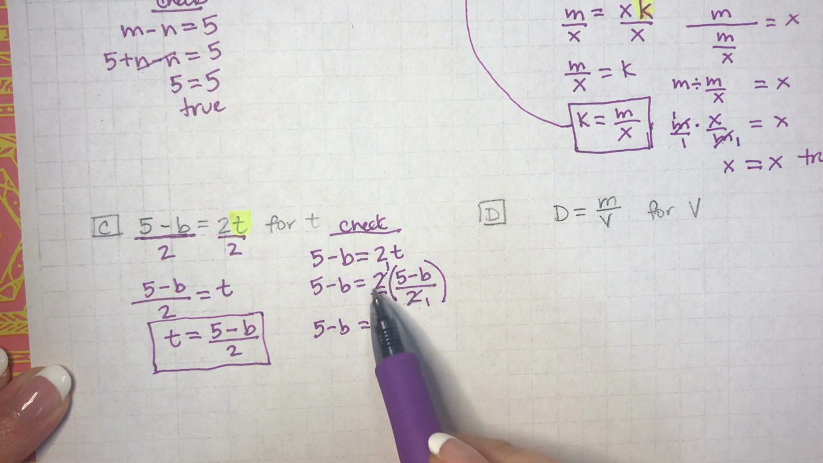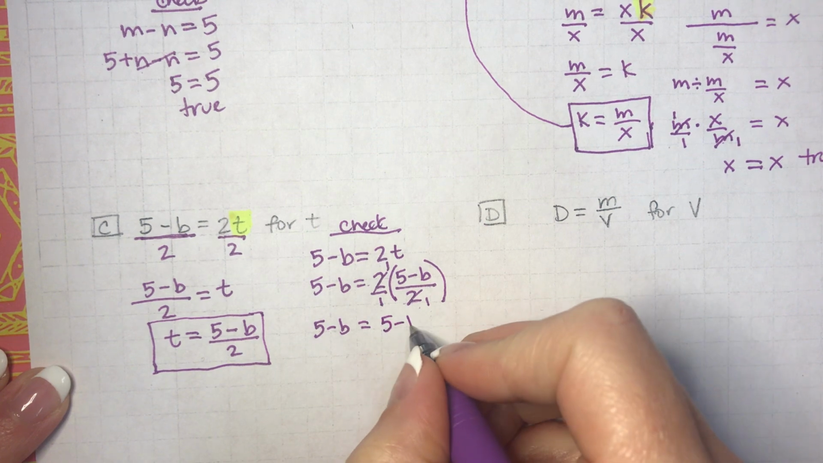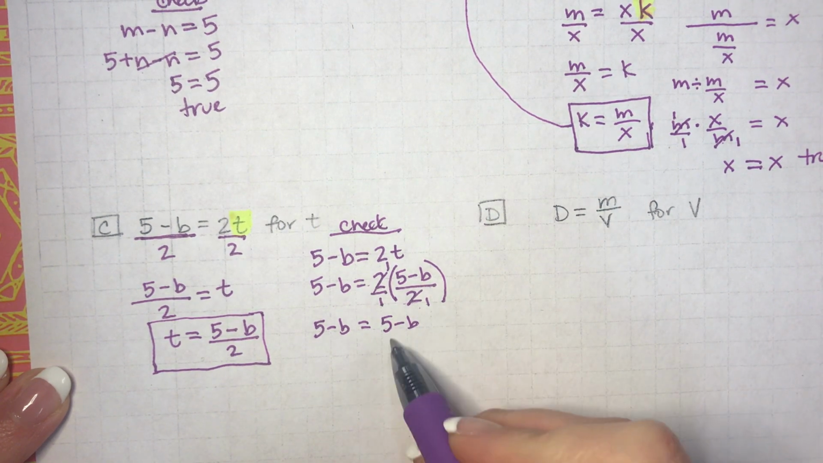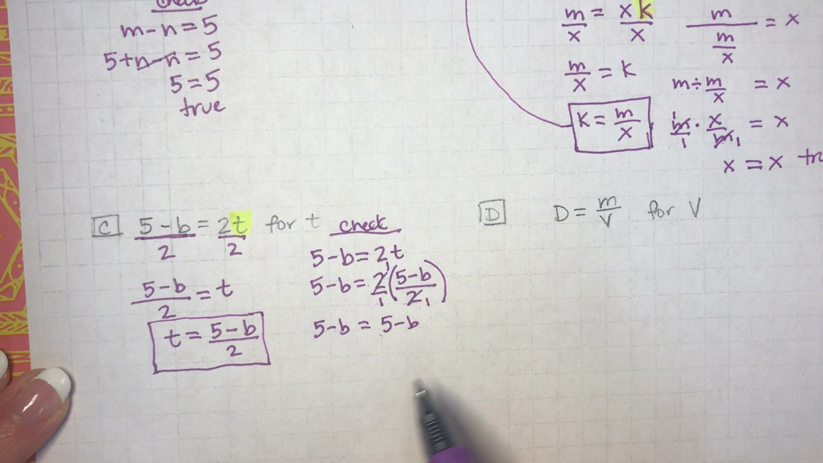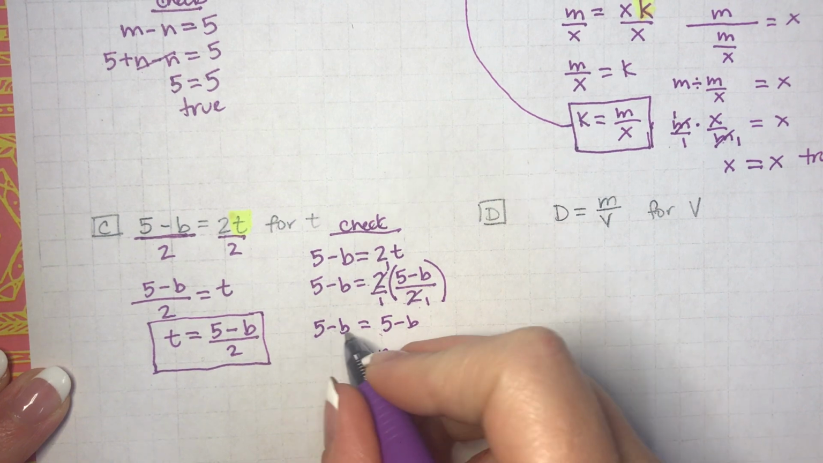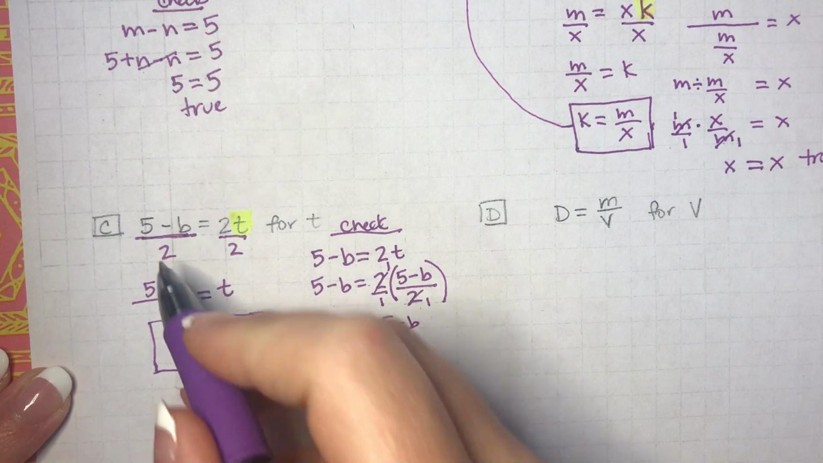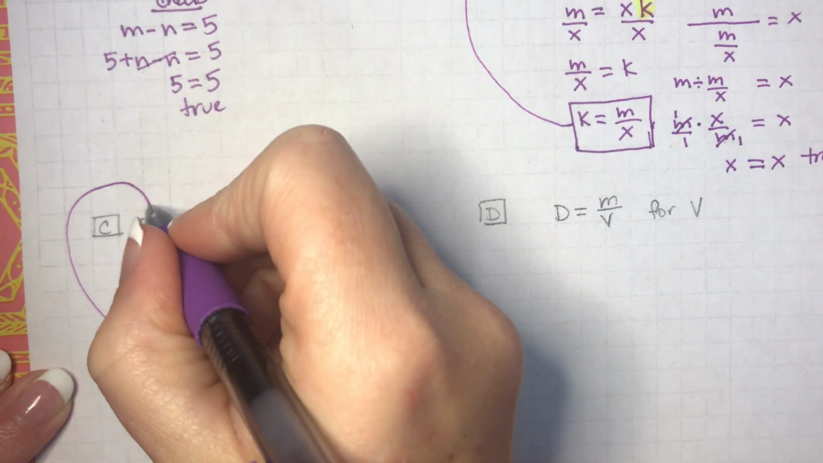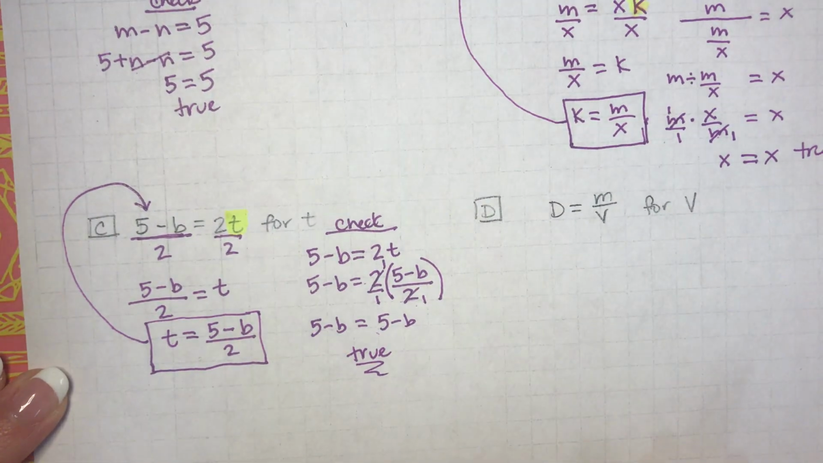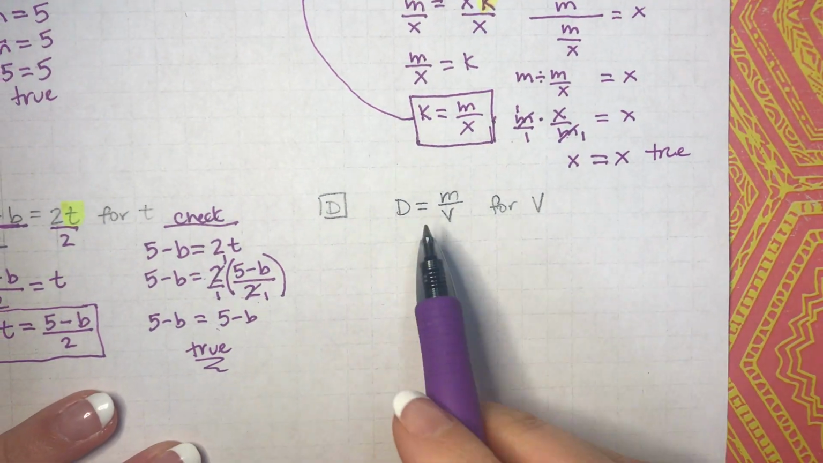Then we multiply across. 1 times the quantity 5 minus b is just going to be 5 minus b all over 1 times 1, which is 1, and 5 minus b over 1 is just the same thing as 5 minus b. So there you have it. This is a true statement. 5 minus b is the same thing as 5 minus b. Therefore, our solution is the solution to the original equation. Perfect. Okay, let's go over here to D.